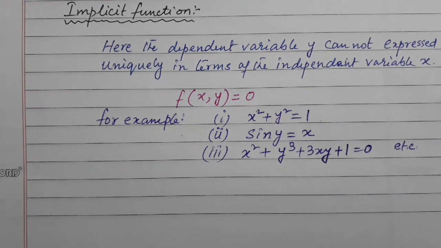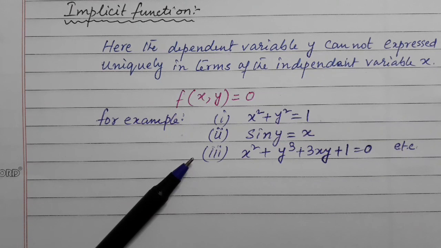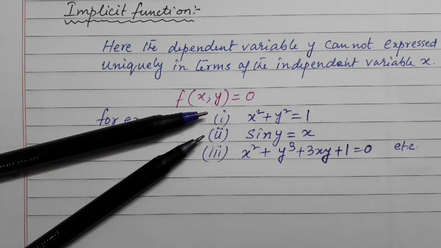Now there is a question. In the third example, we can say that y cannot be expressed in terms of x. But what about the first and second equation? Somebody may be thinking that we can write y in terms of x. So let's see why these two equations are called implicit function, though we can represent y in terms of x.